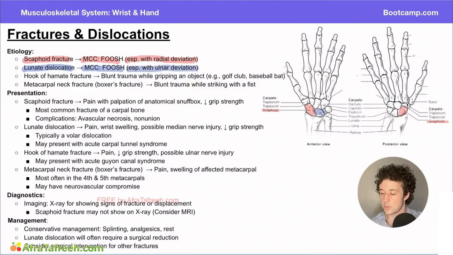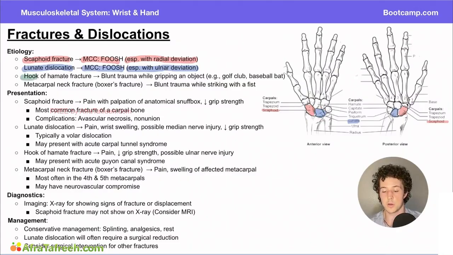So the lunate is going to be a little more toward the ulnar side of the hand. And again, this is being dislocated, not fractured. As I've mentioned before, the carpal bones of the hand are really just like a small bag of bones that are being held together by ligaments. And so if those ligaments tear in the event of falling on an outstretched hand, then we can have a dislocation of that bone, usually in the palmar direction.